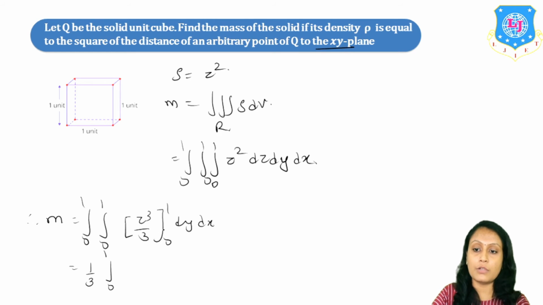This is integration 0 to 1. Now with respect to y, we have y limit 0 to 1, so substitute the limit, this is 1. So now this is 1 upon 3. Now integrate with respect to x, so this is x and the limits are 0 to 1. Substitute the limits, so you will get the final answer as 1 by 3.